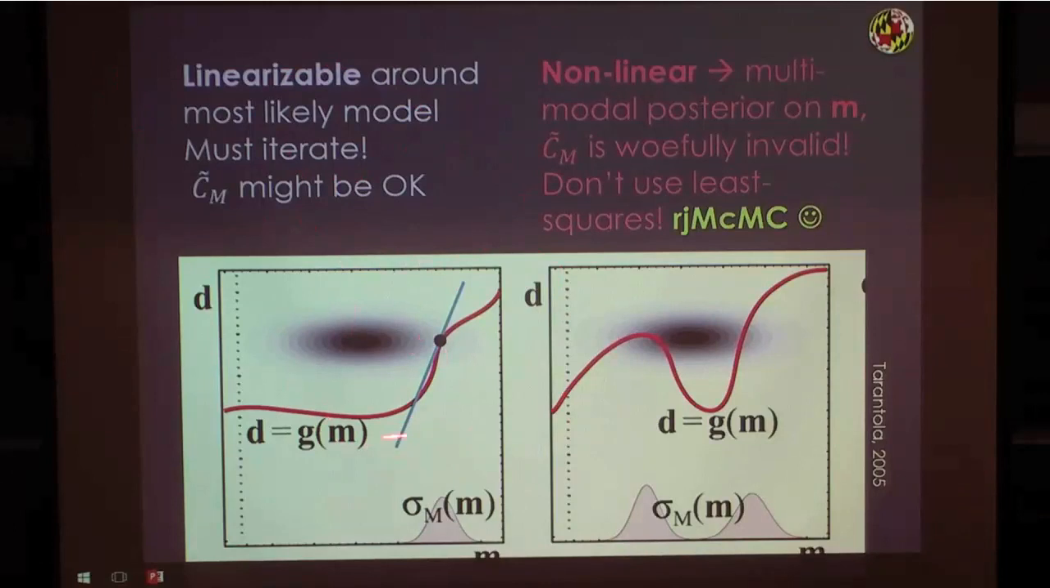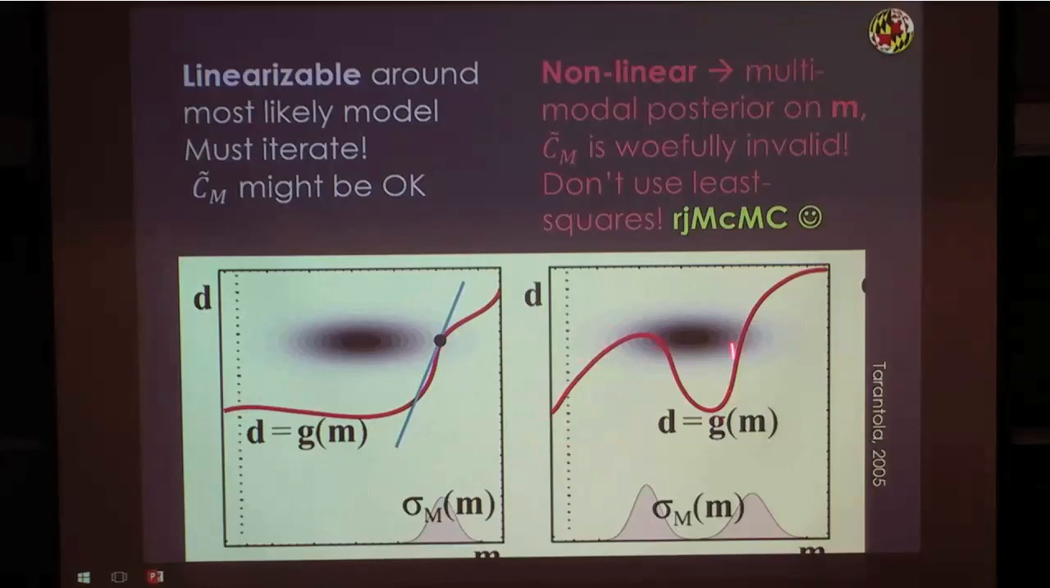Once you get there, you have to use what are called iterative techniques. So you must iterate. You must start here, go here, go here, go here. Eventually you find this. Then you can linearize and find your uncertainty. And this C_M posterior model covariance might be okay, but you have no guarantee that it's an accurate representation of the model uncertainty.